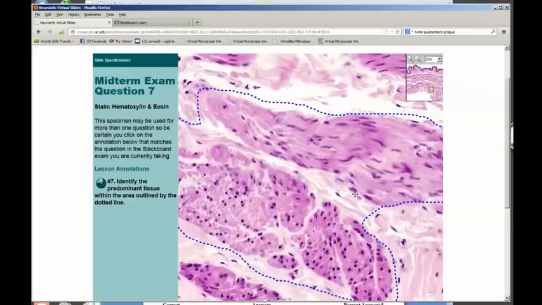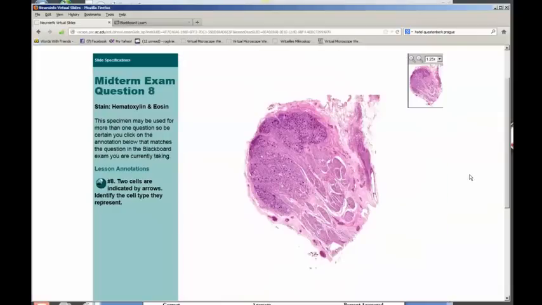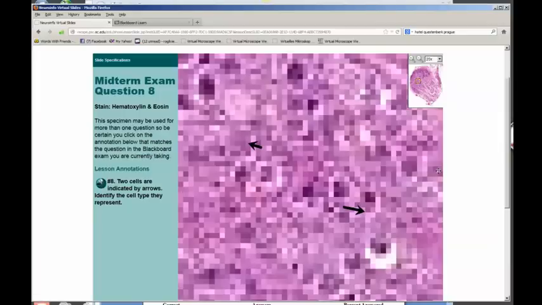Now we accepted all kinds of little permutations of that as long as they're correct. At the end of the video, I'll just go through quickly some of the alternate choices we have made for a number of questions. Okay, so let's go on to question 8. Question 8 asks about 2 cells indicated by arrows.